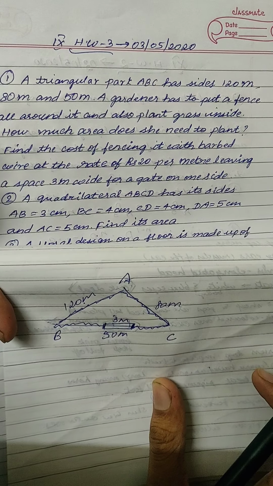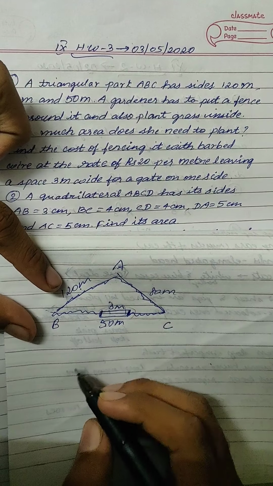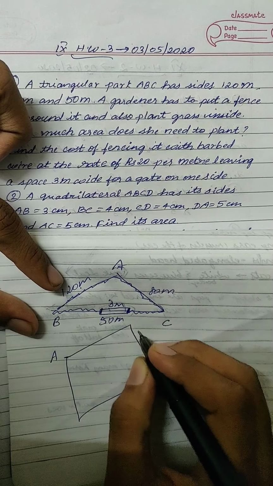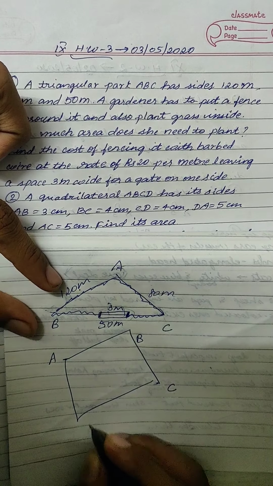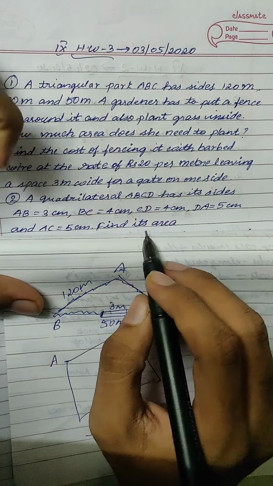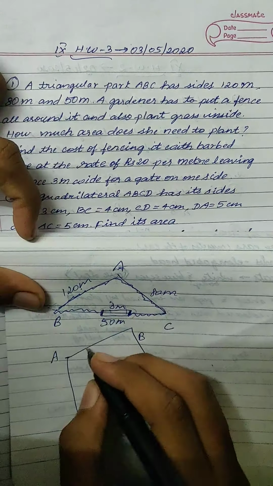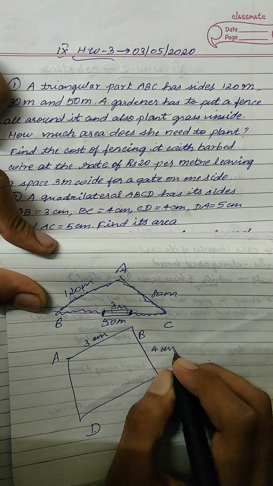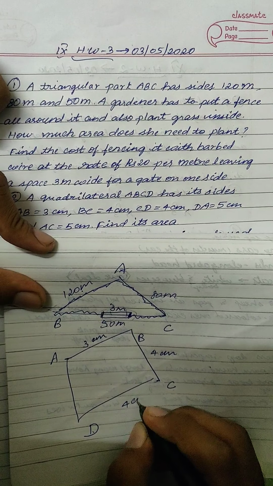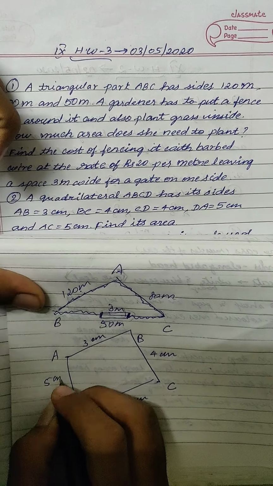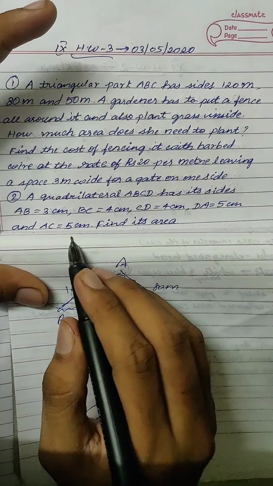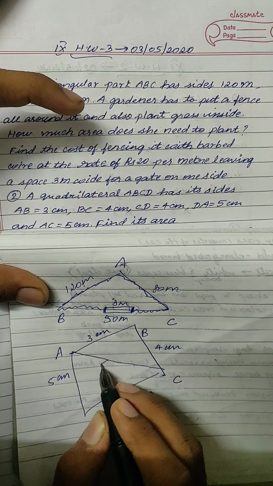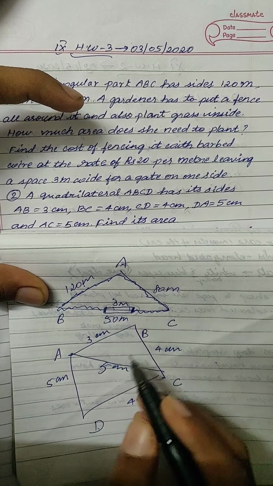Second question, they have given a quadrilateral. So you know what is a quadrilateral, right? They have given a quadrilateral ABCD. And they have given AB is 3 centimeter, BC is 4 centimeter, CD is 4 centimeter and DA is 5 centimeter. They have also given AC is 5, which means the diagonal AC has been given as 5 centimeter. It's a very easy problem.